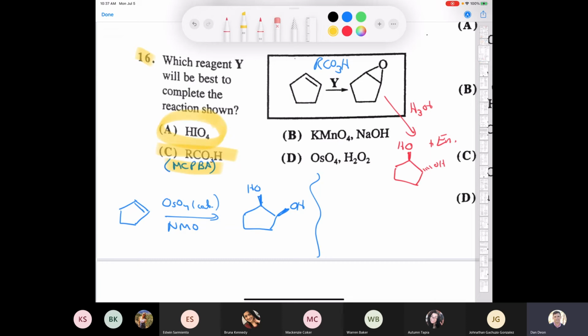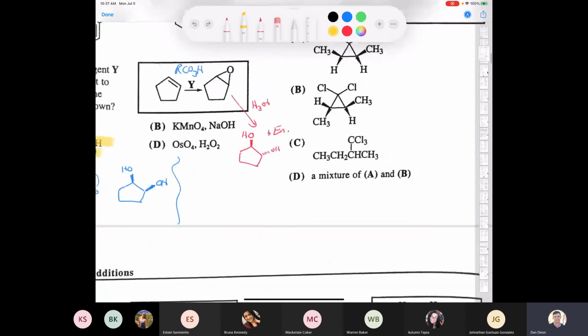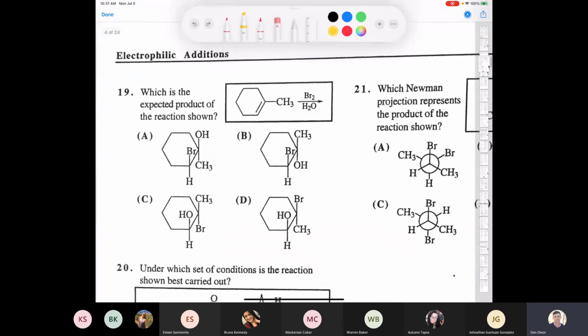For example, this one here, periodic acid, I mean, that's a reagent we never even look at in this class. It actually cleaves the bond, makes alcohols. Again, not even covered in this class, so nothing to worry about there. And let's see. Let's try question number 19. So that's this one here.